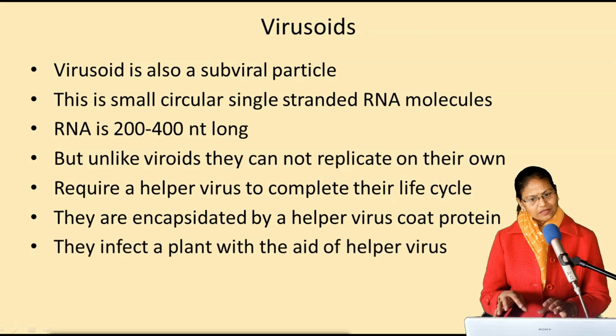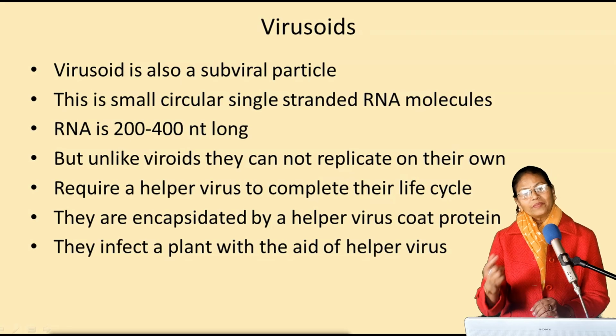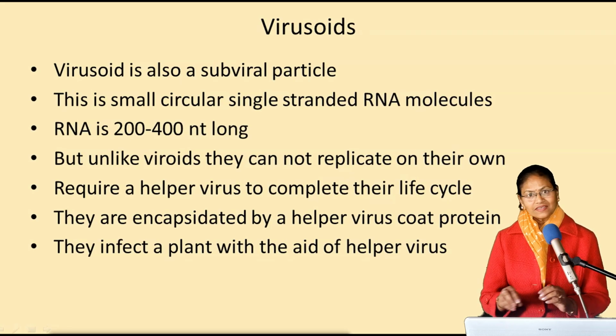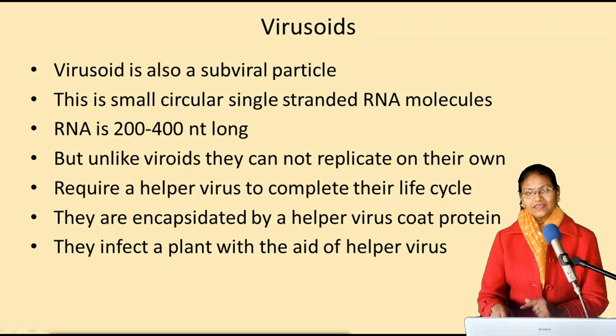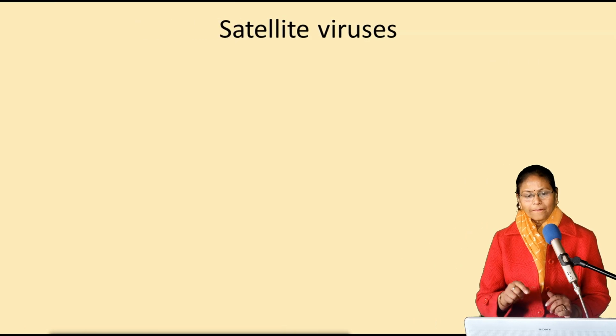They infect a plant, of course, just like the viroid. But they can infect the plant only with the help of the helper virus. Naked RNA cannot enter. In viroid, the naked RNA was entering, but here the helper virus is needed. So that is the basic difference between the virusoid and viroid.